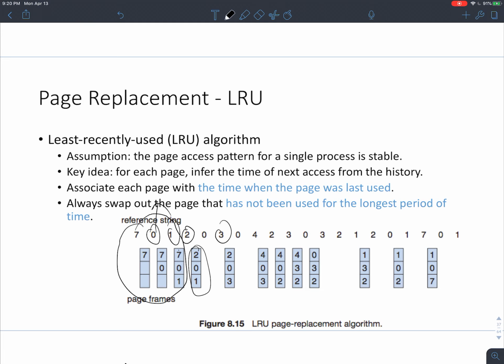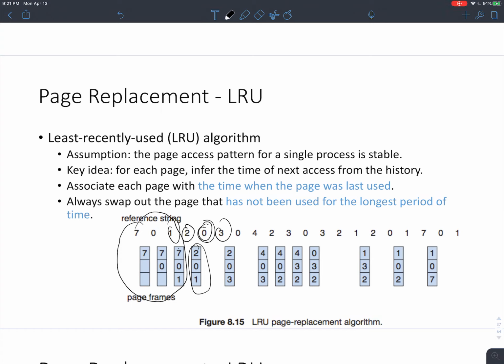Oh, sorry, I made a mistake here. The last time we referred to 0 is over here actually. So 1 is the page which has not been referred to for the longest time. So we just kick out 1 and bring in 3, which ends up with this result.